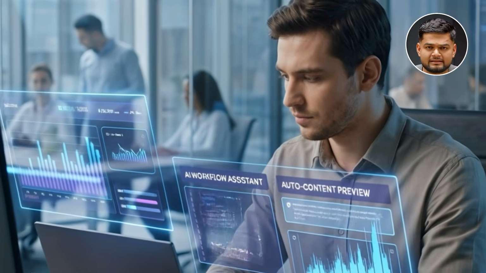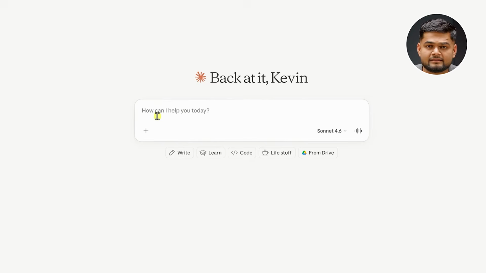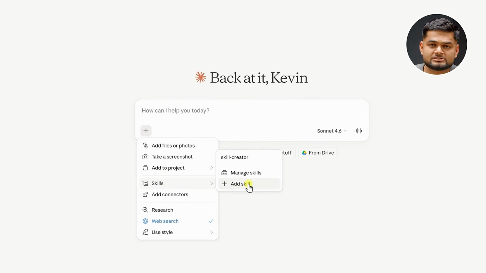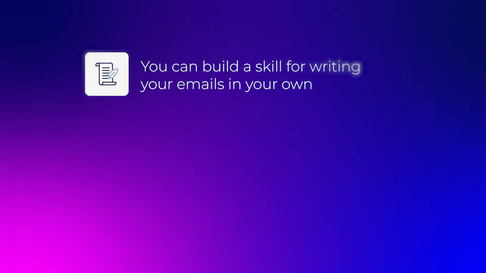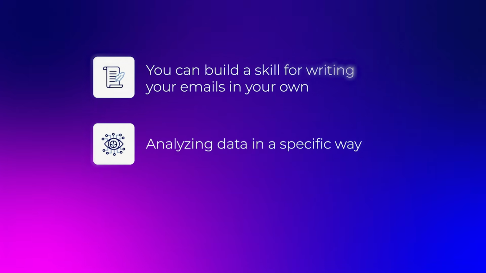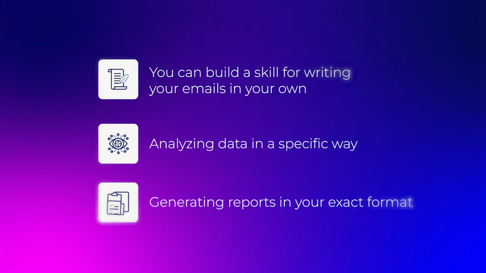And the last one, skills. Click the plus icon, manage skills, or just add a brand new one. Skills let you save reusable instructions and entire workflows, so you never have to repeat yourself every time you start fresh. You can build a skill for writing all your emails in your unique tone, or analyzing data in a very specific way, or generating polished reports in your exact format. I have made a full dedicated video on skills. Link is right in the description if you want to go even deeper.